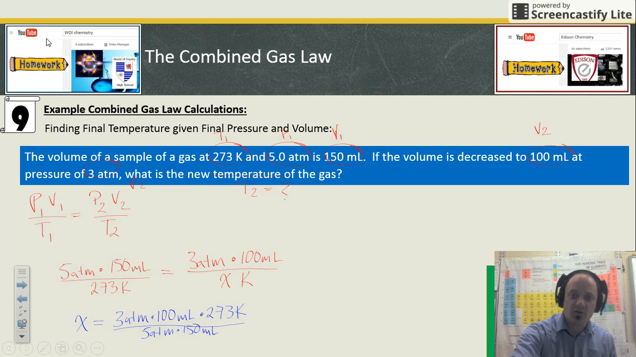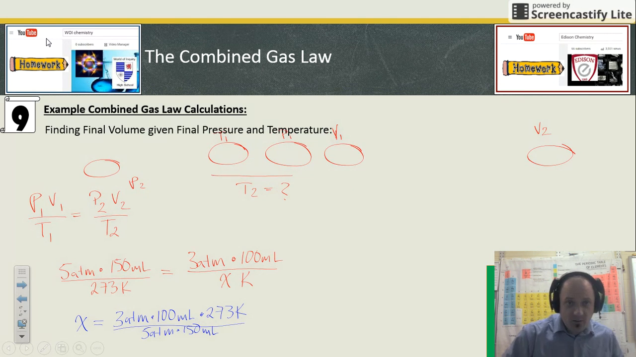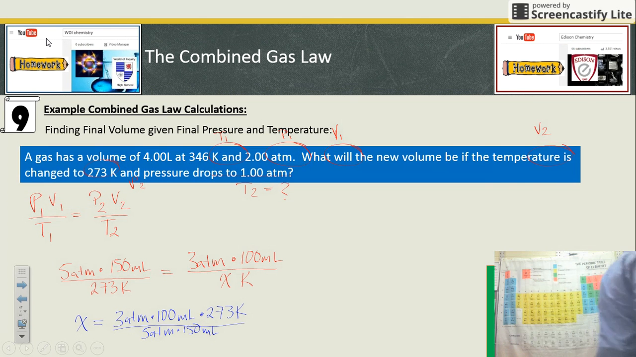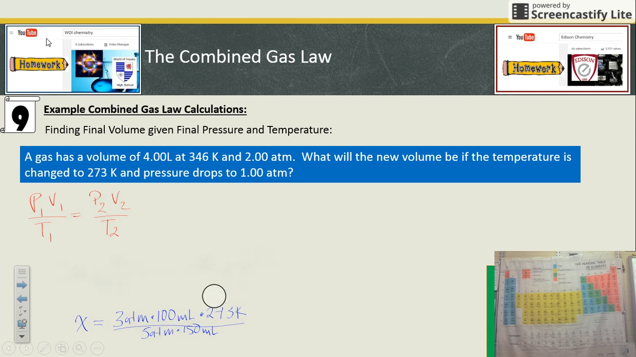Okay, let's keep on going with some examples. You solve the math, by the way. Let me erase all this stuff and get to the next question. We're going to use the same P1 V1 T1 over P2 V2 T2, but we're going to have different variables. So we got to look through our problem and find out what those are.